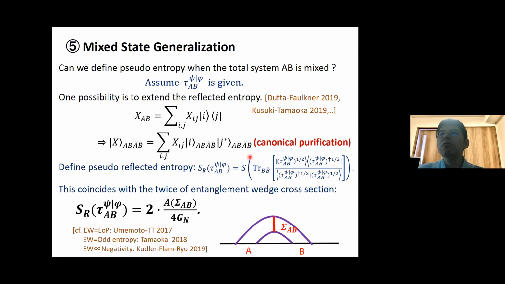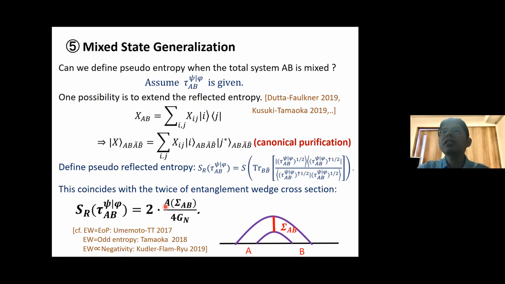Once we adopt this prescription, we can also generalize the result of Dutta and Faulkner, namely that the reflected entropy equals twice the entanglement wedge cross section. There are other proposals, including ours, related to entanglement of purification or entropy by Takayanagi and others, but here I just talk about the reflected entropy. In that case, we have twice the area of the cross section. We can generalize this to our case: if we take the generalized pseudo reflected entropy, this also turns out to be twice the entanglement wedge cross section.